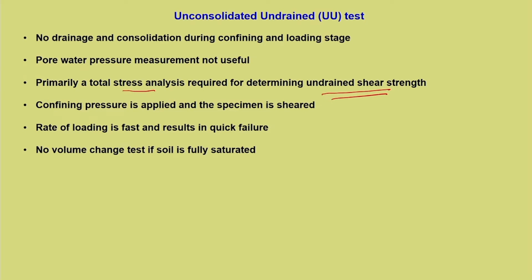This is specifically a no volume change test if the soil is fully saturated. So, these minute points one need to keep in mind. Why should I write if soil is fully saturated? A clue you will get if you have gone through the lectures of pore water pressure: what is the effect of partial saturation on the B parameter?